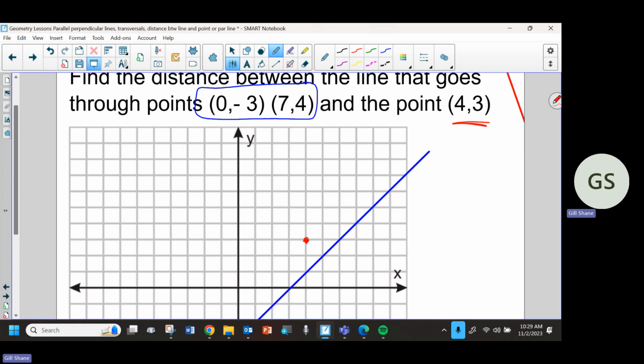Once you find the slope of the blue line, what do you have to do? Perpendicular. Okay, so you get a perpendicular slope from the original slope. Correct. I'll let you guys work on it for a second because some of you look like you're making progress on this.